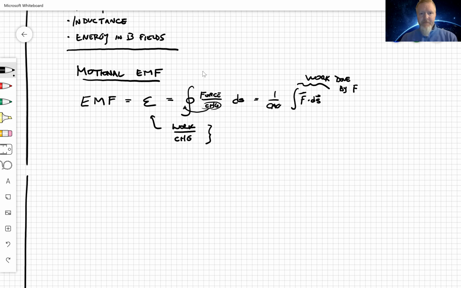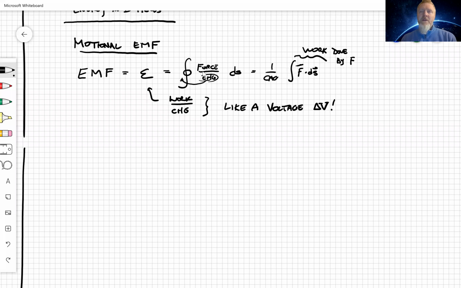Well, it's kind of like a voltage, right? That means it's kind of like what did the battery do, you know, as the charges went around a loop or something like that. So EMF is essentially like a voltage of an ideal battery. So let me give you a clue as to how this works.